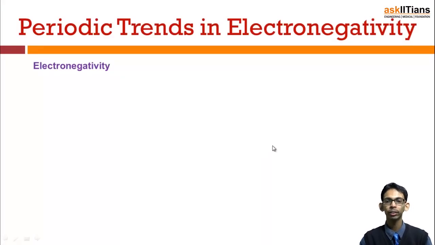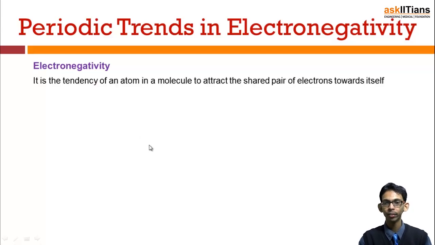That means now we are going to discuss how electronegativity varies along a period and down the group. So first of all, what is electronegativity? Actually, electronegativity is the tendency of an atom to attract the shared pairs of electrons in a molecule.